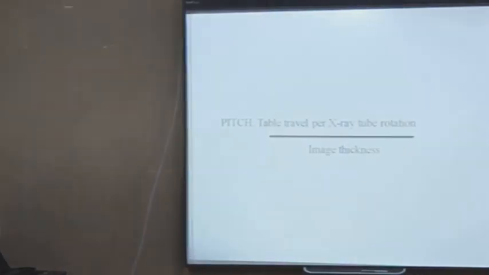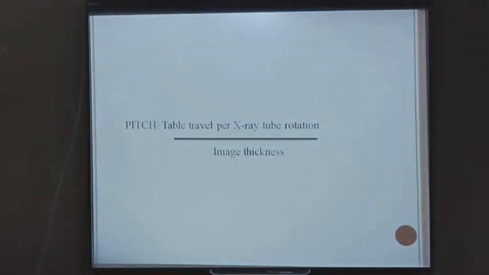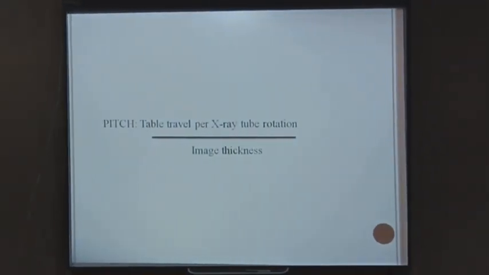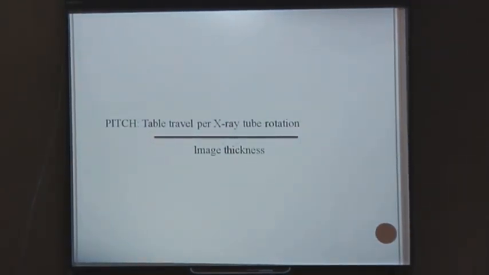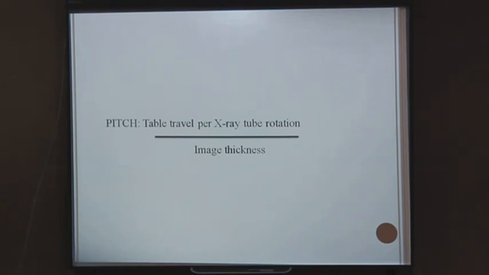And this was also an MCQ. I told you the patient goes inside the gantry and comes out of the gantry. The rate at which the patient is going inside the gantry is called the pitch: the table travel per X-ray tube rotation divided by the image thickness.